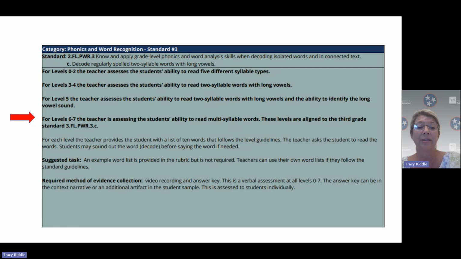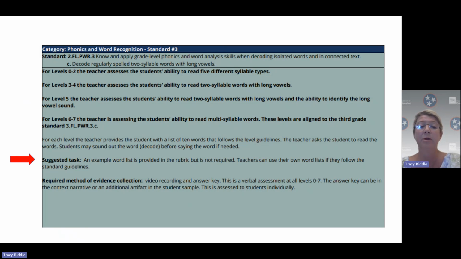The third grade standard is aligned to Standard 3 FL PWR 3C. This is the student's ability to read multi-syllable words. For each one of these levels, the teacher is going to provide the student with a list of 10 words. You will assess 10 words that follow the guidelines for the levels.